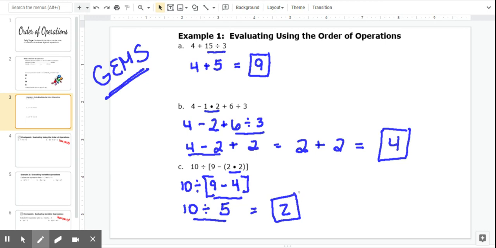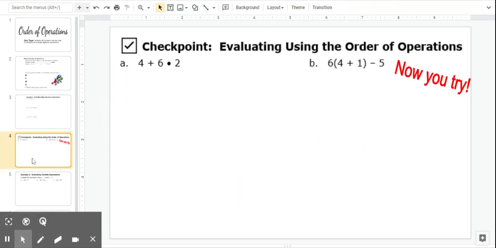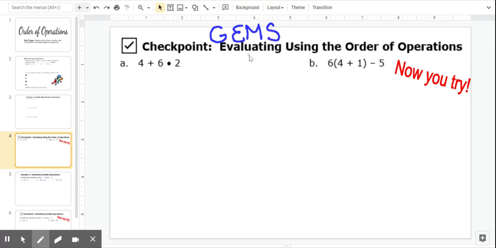Pause the video if you're not done writing yet, but otherwise I'm going to clear my screen and you're going to help me go through a few problems together. All right, checkpoint problems. So off to the side, I'm going to rewrite that acronym GEMS, and we're going to use that to help us solve these problems. Problem A, what should I do first?